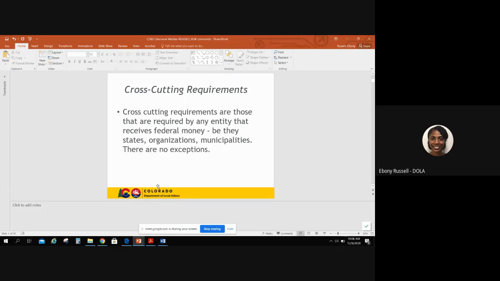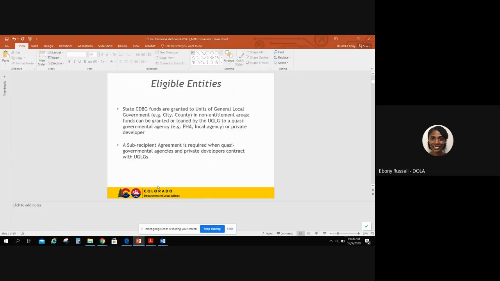So when we say cross-cutting requirements, we are talking about any entity that receives CDBG funds must demonstrate compliance with CDBG's federal requirements. Cross-cutting requirements and federal requirements are interchangeable.